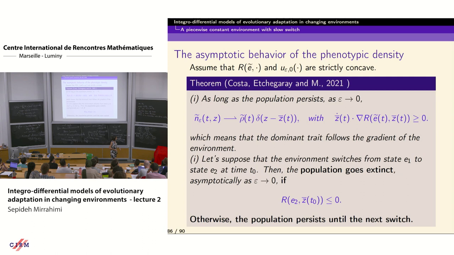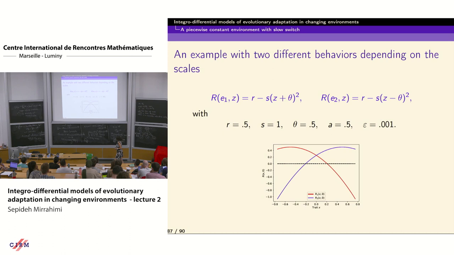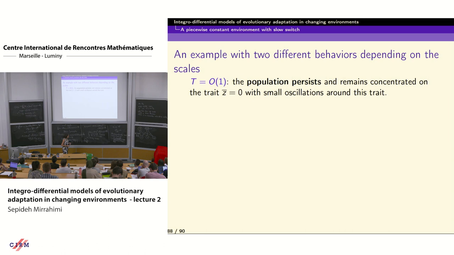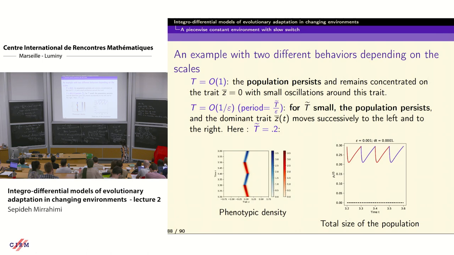Now let's consider a simple example where we have two environment states, and in each state we have a quadratic growth rate where the optimal trait is different. In state one the optimal trait is at minus theta, and in state two it is at theta. The blue curve corresponds to state two, and the red curve corresponds to state one. Now, if we consider a period of switch between these two states which is of order one, corresponding to the first examples that we studied, then the population will adapt to the average environment.